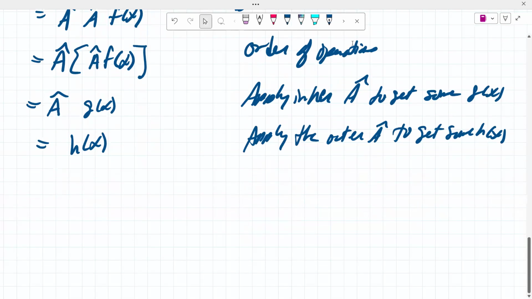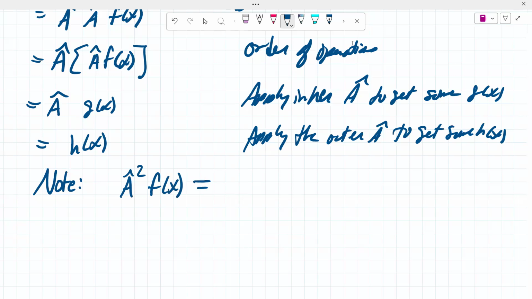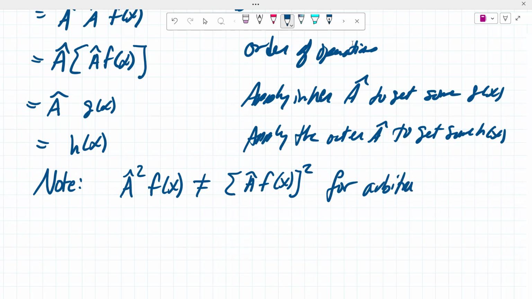Just as a note, A hat squared of f of x is not going to be equal to A hat f of x squared for an arbitrary operator. So what you can't do is just assume you're going to take A hat f of x and then square that thing. That may or may not hold true.